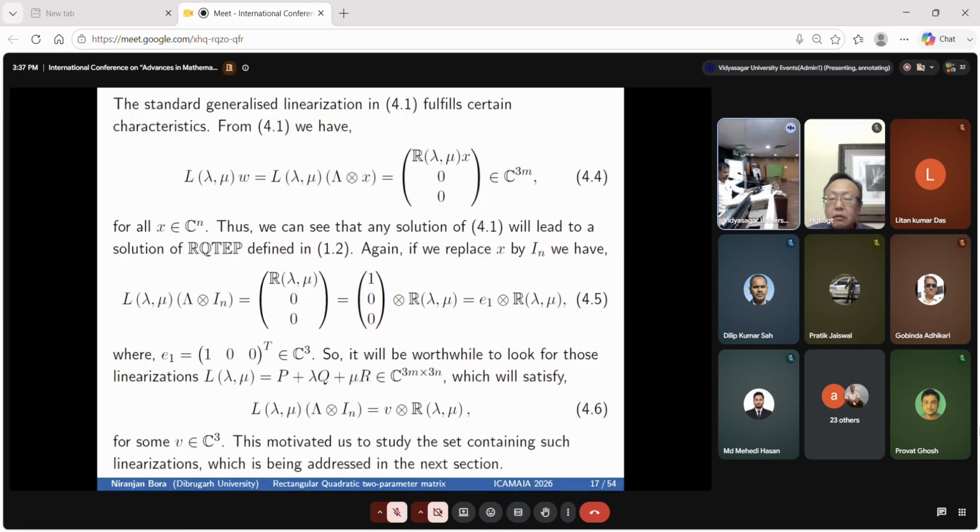Again, the standard generalized linearization satisfies these properties, that means L lambda times W represents matrices where these elements are block matrices like R lambda X, and 0 for the other matrices of X. And if we replace X by the identity matrix I, then we get L lambda Kronecker product with E1. This is the first identity matrix I_n, and that is called the first base matrix, and this matrix equation is used to find more such linearizations that satisfy the linearization class.